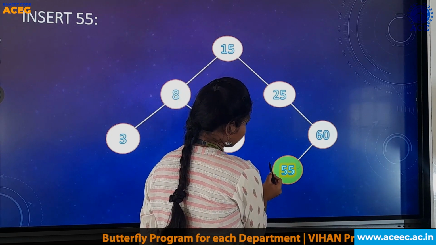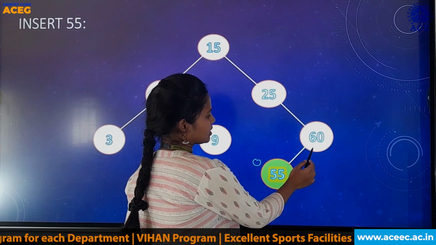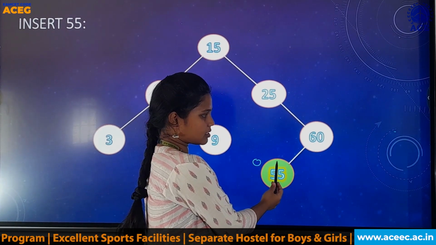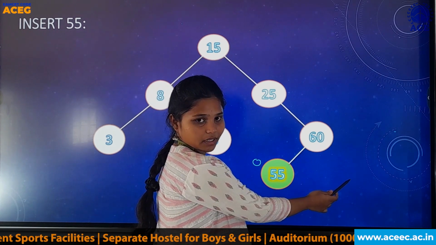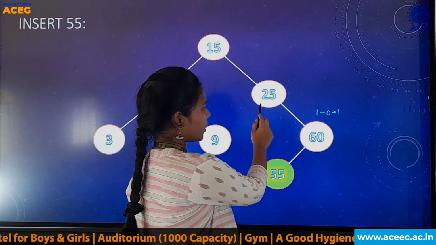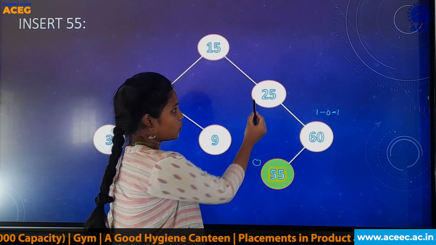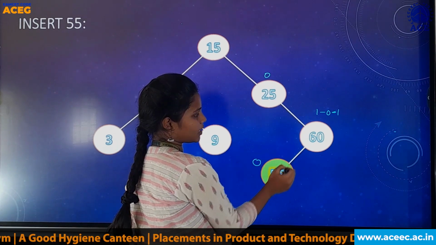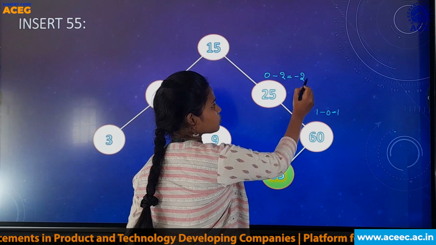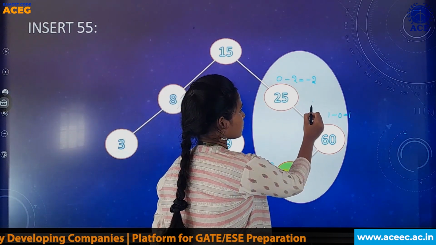Here for 55, the balancing factor is 0, as there is no nodes. For 60, the balancing factor is height of the left subtree is 1 and height of the right subtree is 0. So 1 minus 0 is equal to 1. For 25, the balancing factor is, here the height of the left subtree is 0. So 0 minus height of the right subtree is 2. 0 minus 2 is equal to -2. Here it is RL insertion, so we should take proper rotation.